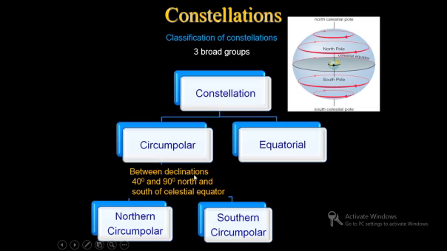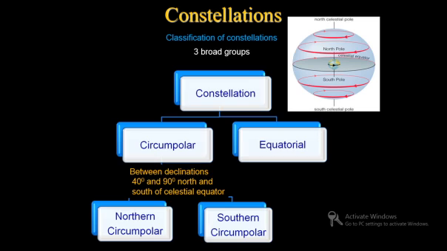Those stars whose declination is between 40 degrees and 90 degrees north and south of the celestial equator are said to be circumpolar constellations. What does that mean? This is supposed to be the 40 degree plane, that is, declination starts from the equator. Celestial equator declination is 0. From that, as we move upward in the north direction, it will reach 40 and ultimately it will reach 90 degrees at the north celestial pole.